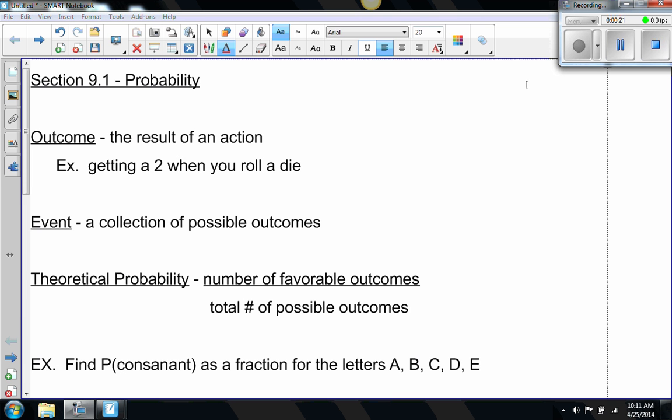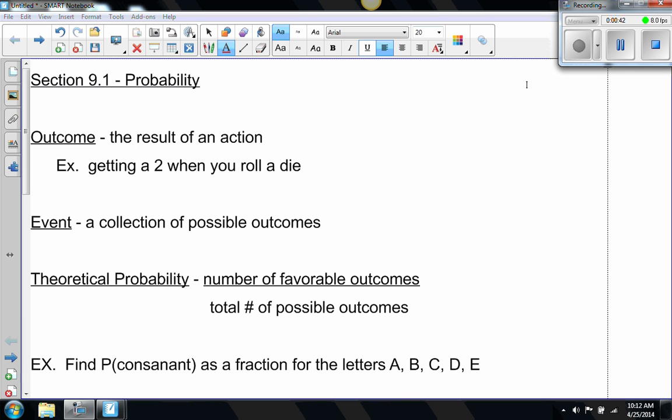An outcome is just the result of an action. So, for example, if I roll a die, which is a dice, right? But the singular of it is die. So if I roll a die and I get a 2, that's an outcome. So you could get a 1, a 2, a 3, a 4, a 5, or a 6. So there's 6 possible outcomes.